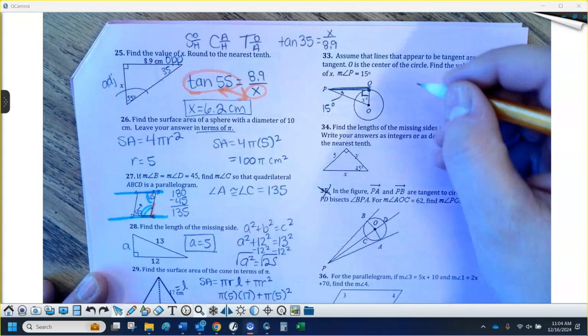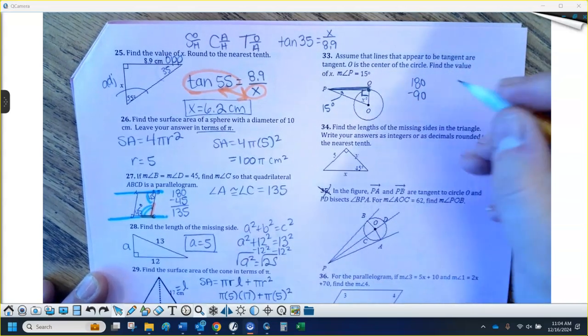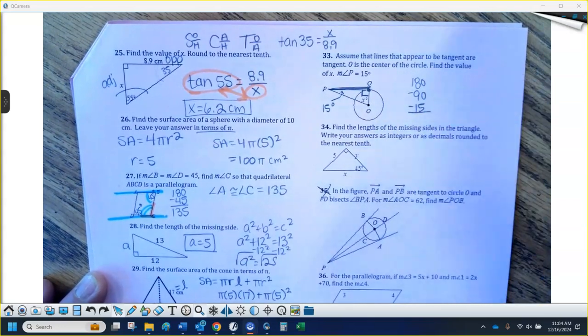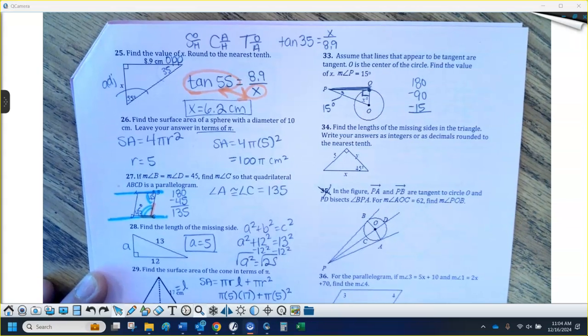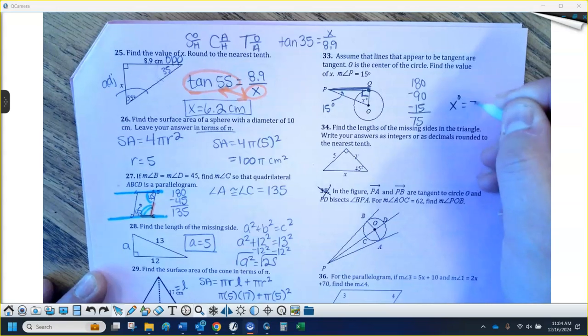That's a 90-degree angle. So you know inside angles of a triangle add up to 180. You're just going to do 180 minus the key to that being the 90-degree angle from the tangent line. So you're just going to take and subtract both of those from 180. The leftover has to be x. So this is going to be 75.